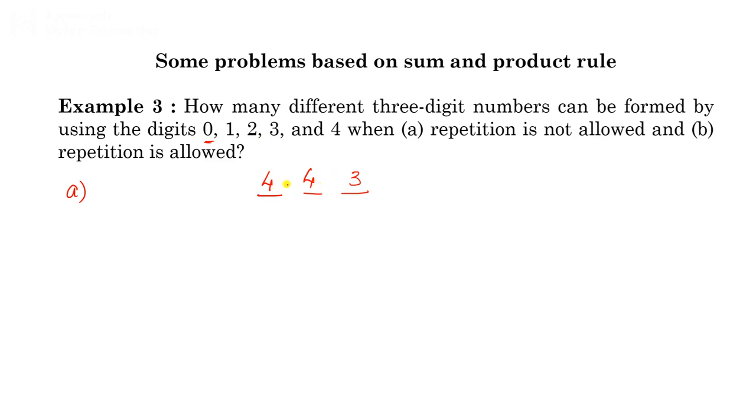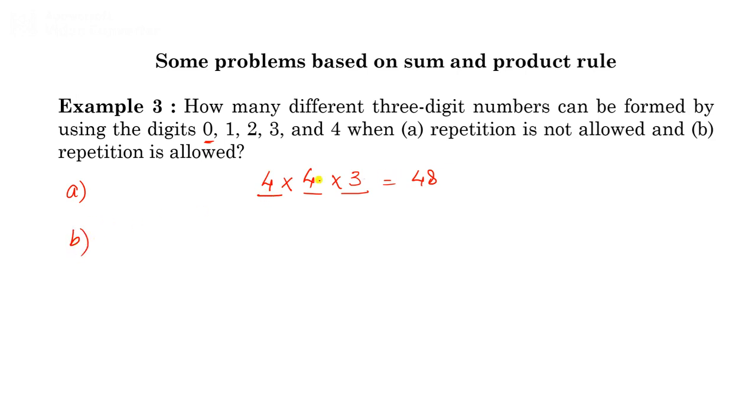Now look at this. We will apply the product rule, because for each of these choices we have 4 choices in the second place. Similarly, for each of these choices we have 3 choices in the third place. So we will apply this product rule. So in all we have 48 ways, 4 into 4 into 3.